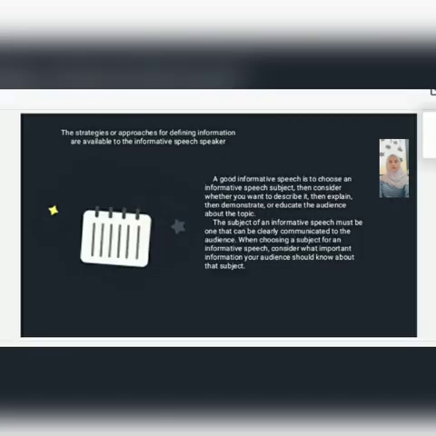The third is a strategy or approach for dividing the information available to an informative speech speaker. 1. Choose, consider, describe, and then explain the subject of an informative speech, in order to influence the audience on the topic. 2. The subject of an informative speech must be one that can be clearly communicated to the audience. Namely, when choosing a discussion topic, first consider important information that the audience should know.